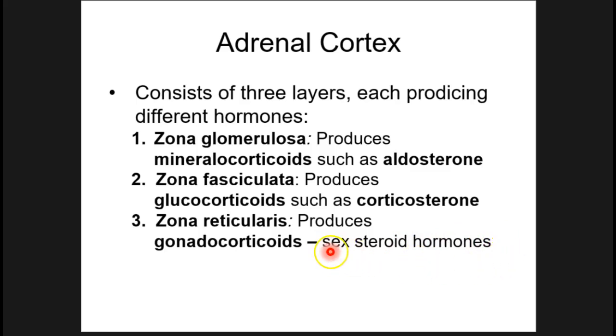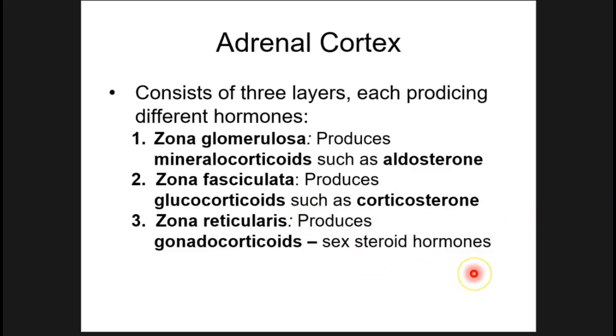So after a woman's gone through menopause, her hormone levels drop, but she's still producing sex steroid hormones from the zona reticularis. Both men and women produce both testosterone and estrogen. Obviously, our levels are slightly different. But we have that complementary set because of the zona reticularis. So that was the science way.